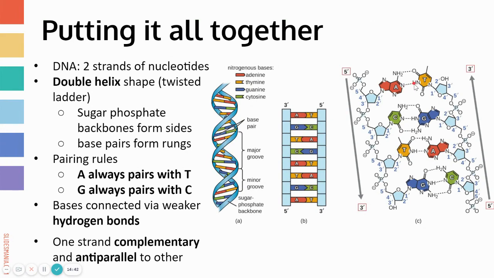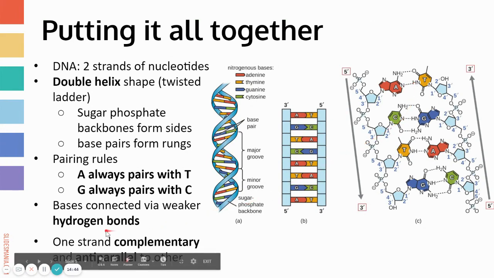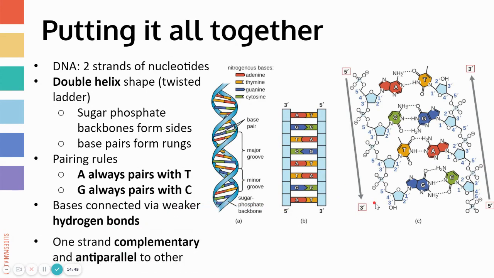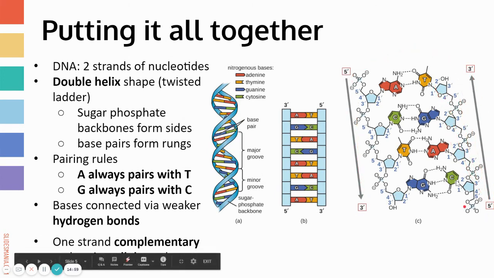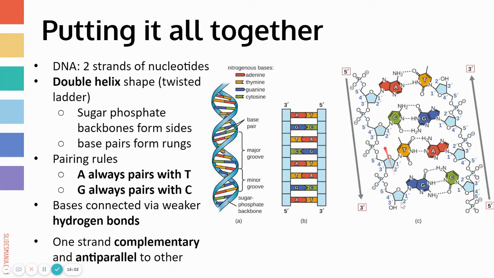And then lastly, there's this word, anti-parallel. If you break it down, one piece of it is parallel. In the same way that two lines can be parallel to one another, the DNA strands are parallel to one another, right? They go along the same track.